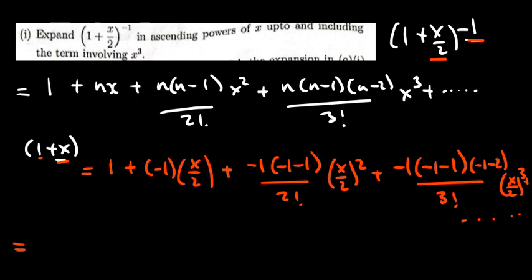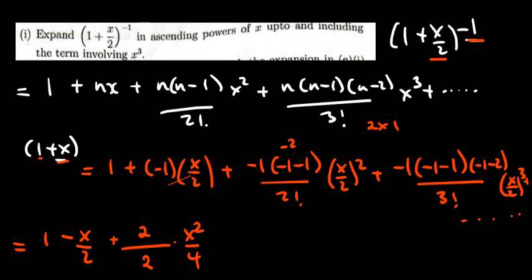Then when I expand that, I have 1. When I multiply, I'll get negative x over 2. When I evaluate in the brackets, negative 1 minus 1, I get negative 2. Negative 2 multiplied by negative 2 gives positive 2. 2 factorial is just 2 by 1, so I get 2 in the bottom. Then x over 2 squared, that term, I'll just get x squared over 4.